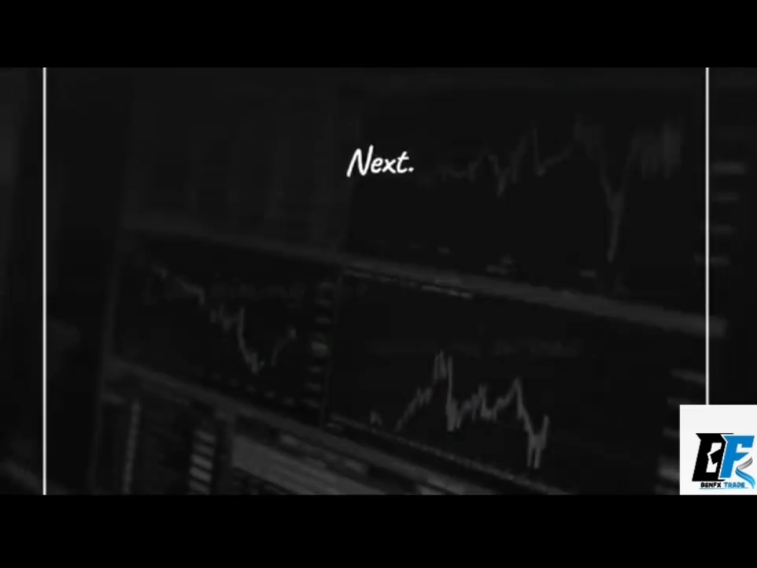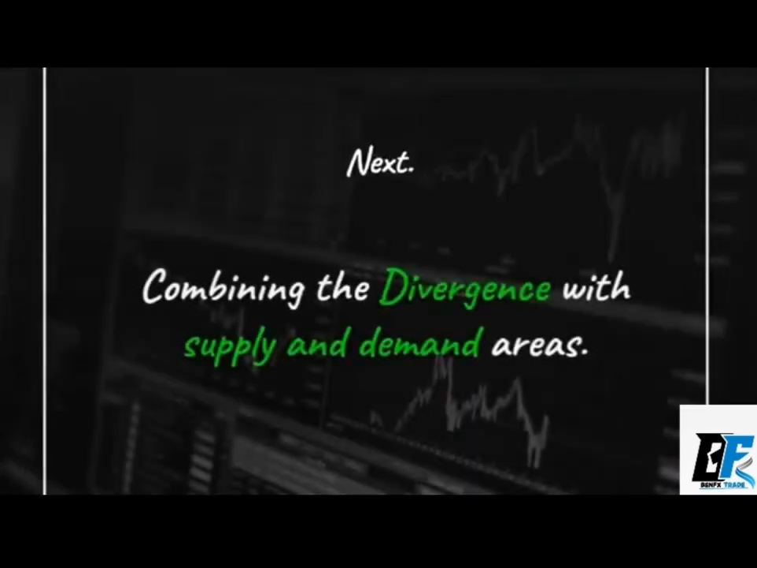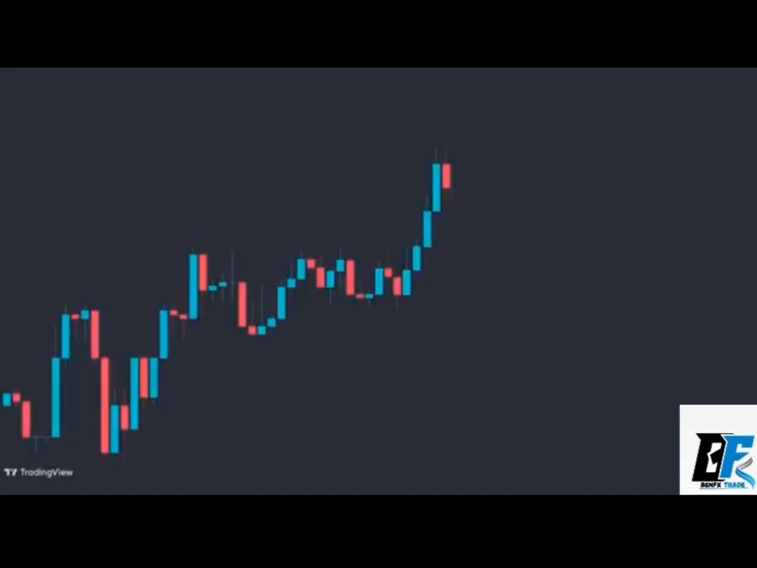Combining the divergence with supply and demand areas. Imagine this chart represents our higher time frame. Let's examine the latest price action. We have a bullish market that consistently forms higher highs and higher lows. Therefore, our overall bias remains bullish.